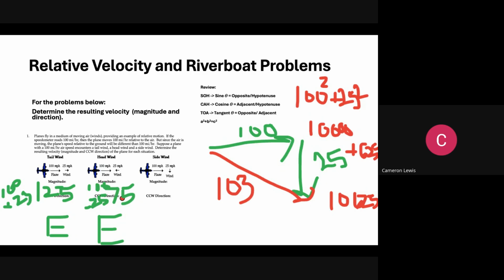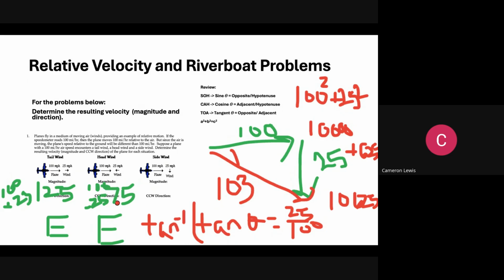Now with that, let's just be safe. Let's use tangent because we know those two sides, and find the angle of it. So tangent is equal to, I want to find this angle, so opposite 25 over 100. And like I said before, take the tan inverse of all of that. So then you get an angle of whatever you get out of your calculator.